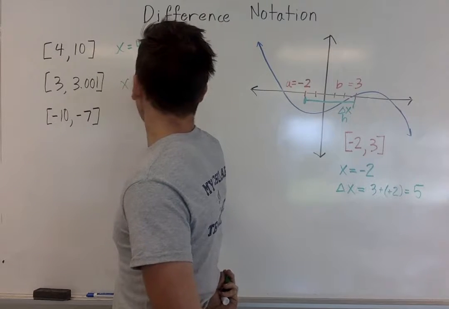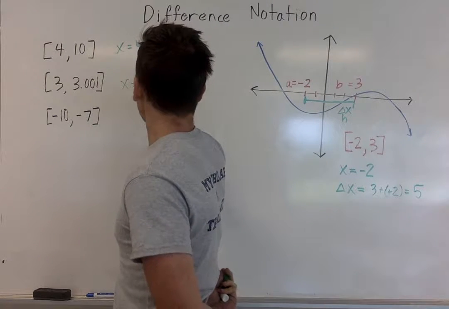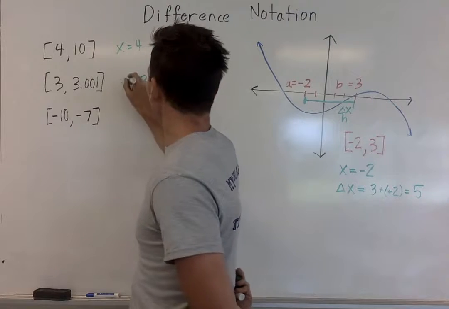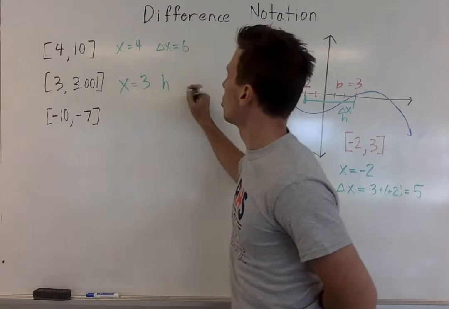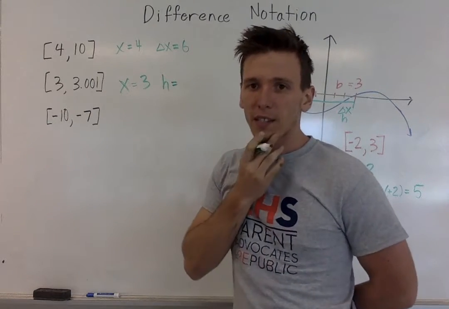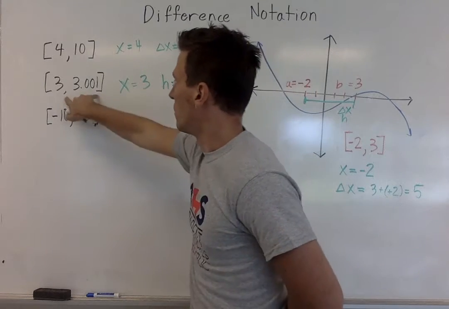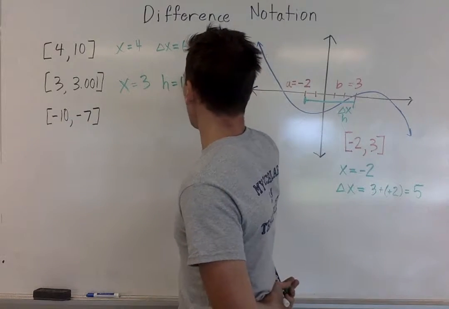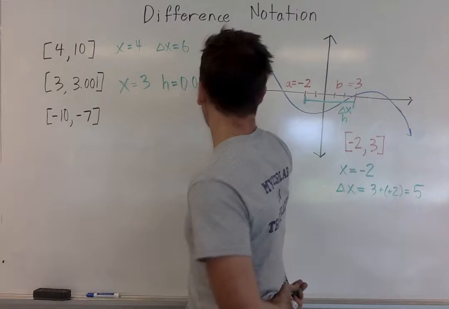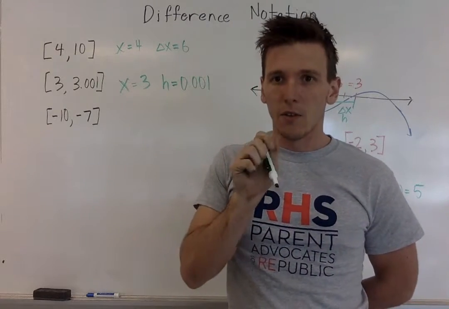So in this case, x is equal to 3, and instead of delta x, I'm using h to represent the change in x. And these are actually super close together. h is going to be 0.001. That's a tiny interval.